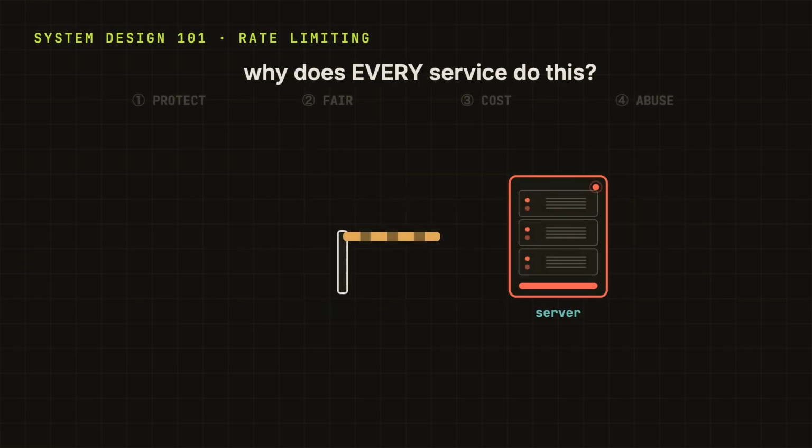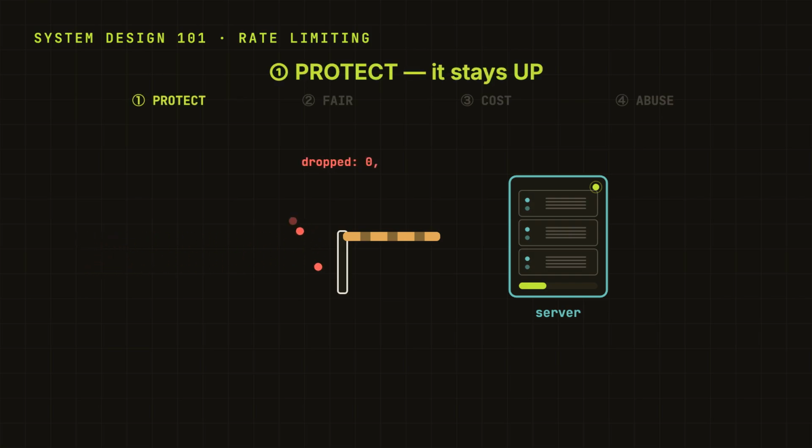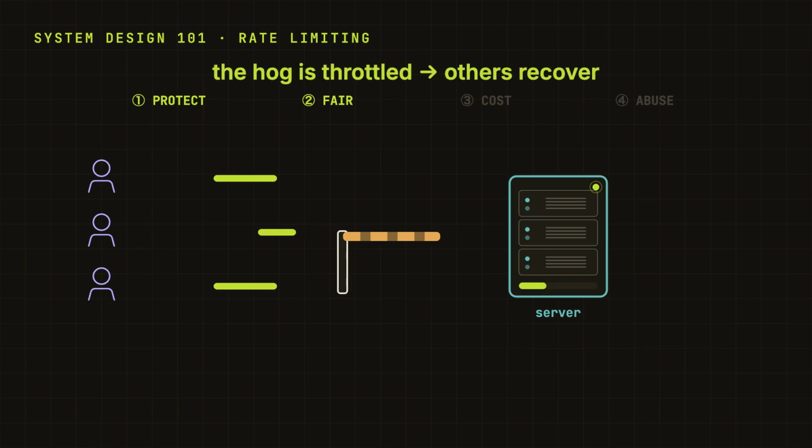Okay, so why does every real service do this? Think back to that server melting down because of one caller. A rate limit heads that off and it buys you a few things at once. The big one is protection. You keep the service up even when one caller goes crazy or an attacker shows up. And right behind it, fairness. No single user gets to hog everything and starve everyone else, right?